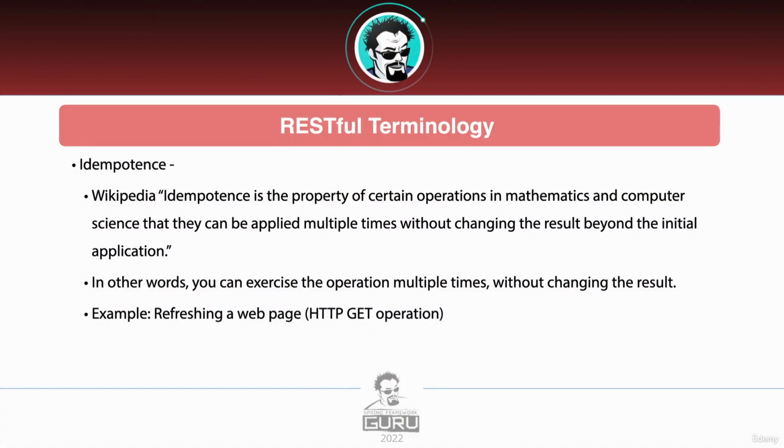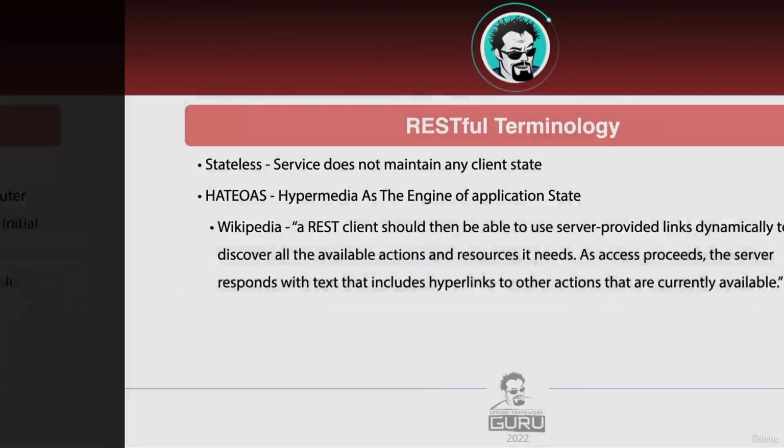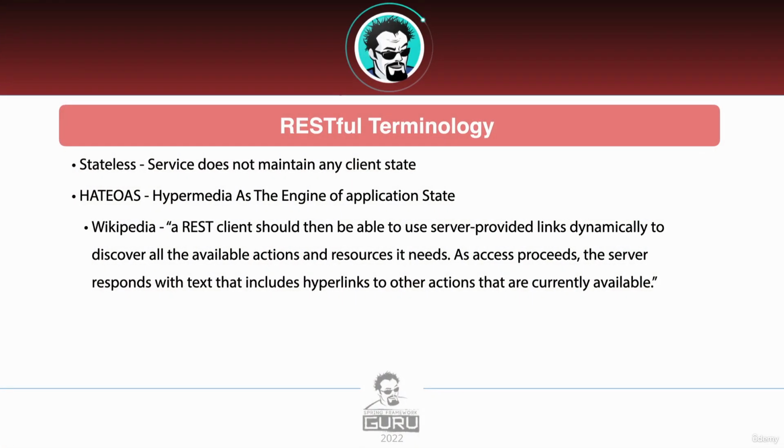Now, idempotence, we talked about this previously. Idempotence is the property of certain operations in mathematics and computer science where they can be applied multiple times without changing the result beyond the initial application. In other words, you can exercise that multiple times without changing the result. So, for example, refreshing a web page is going to be an HTTP GET operation. For a static resource, you should get the same result every time. Also, REST is stateless. The service does not maintain any state. So this is very important. So this does not have any type of state in terms of a traditional context.